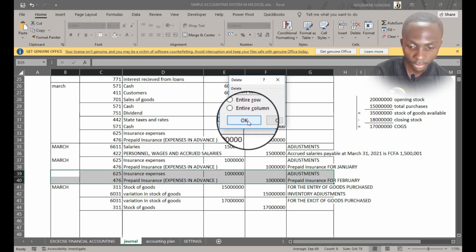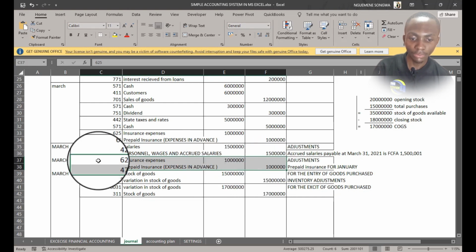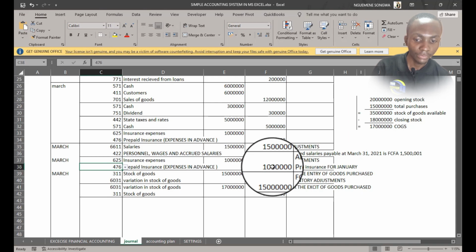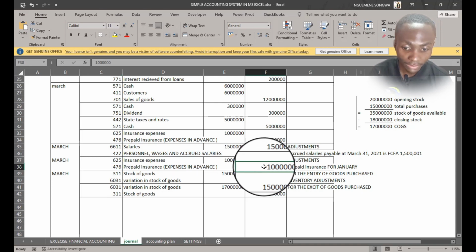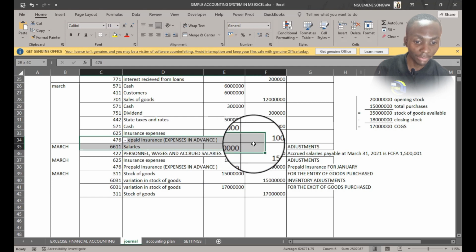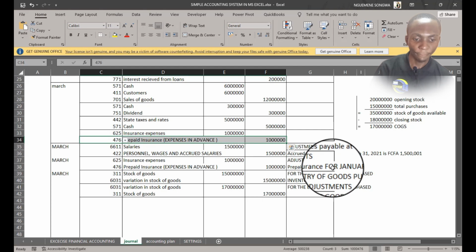So if we debit the insurance expense account and credit 476 for prepaid insurance, it will further reduce the insurance account by 1 million, and it was already reduced by 1 million before. So it definitely means that when we draw our ledger account or our trial balance, we'll see the balance of this account being 1 million. That's the adjustment entry we had to make.